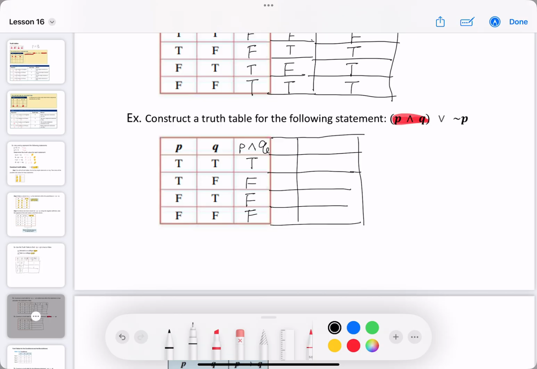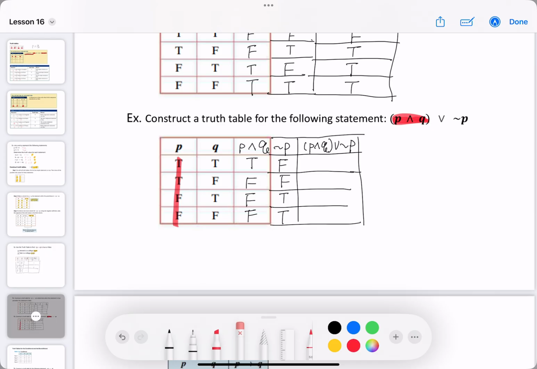So not P. Let's look at the P column. Okay, so for the P column, let's negate all of them. We are having false, false, true, true. And the last column, we are going to have P and Q, or not P.